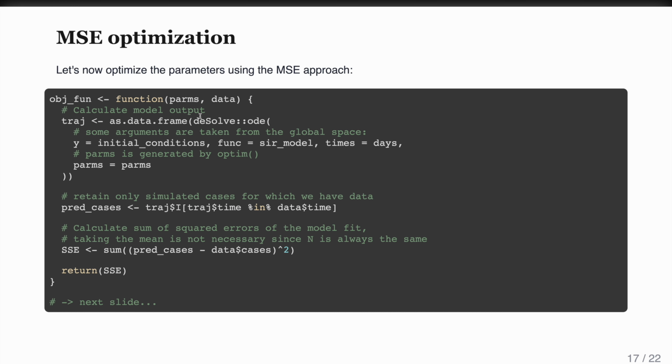Once we have this objective function, we pass it to Optim together with the initial values and some extra data. Optim can take any number of extra, custom parameters. So for example, besides the initial values, we could have passed parameters that don't need to be optimized, and so on. And this is the kind of output that we get.